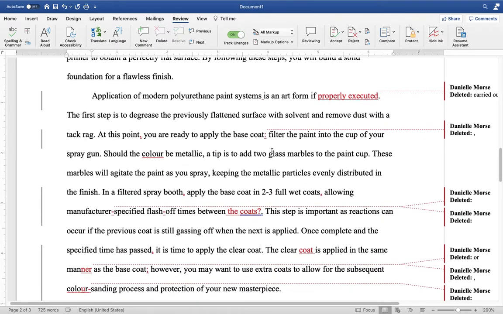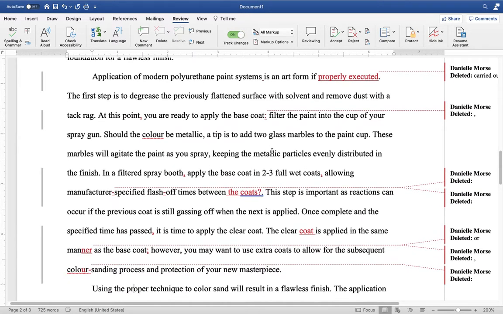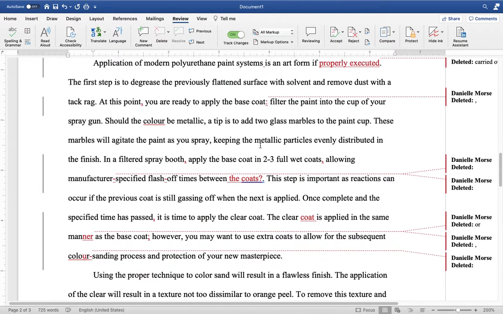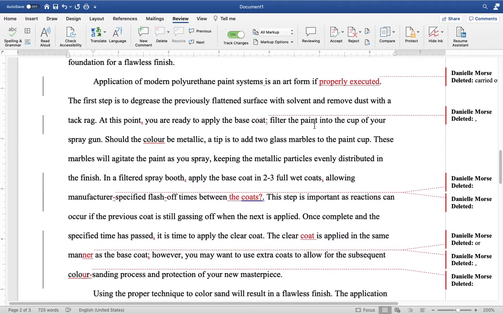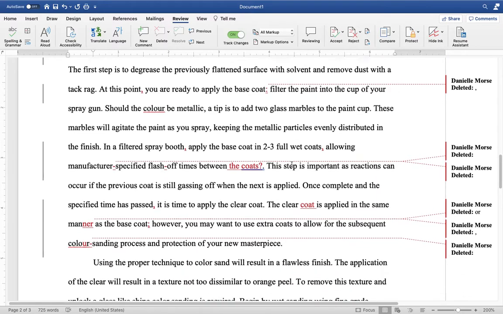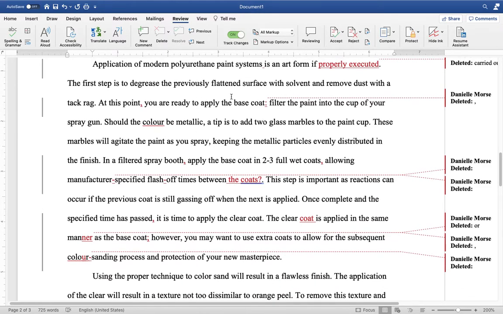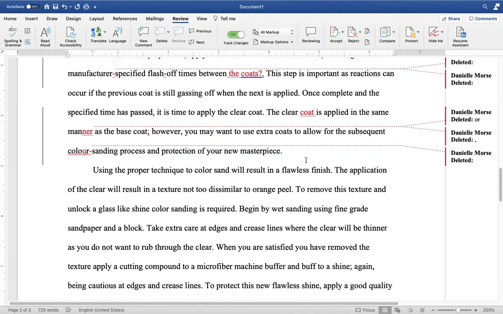We go back to the topic sentence here. This is about the application of the modern polyurethane paint systems. That's plural. I'm just asking as a dumb reader, should that be plural? You know as the writer better than I do. And so this paragraph all has to do with the application of the paint, I'm guessing, and that's based on that topic sentence. It has to do with the application of the base coat and the application of the clear coat.